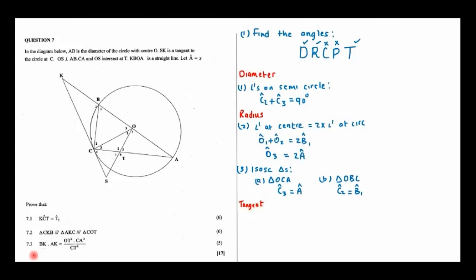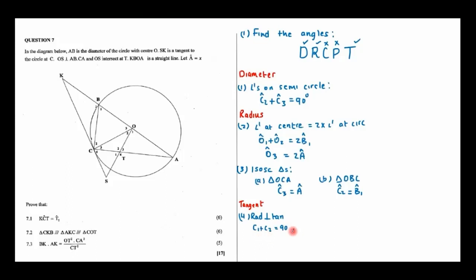So what do I have about the tangent? The very first thing that I think of when you see the word tangent is the radius perpendicular to the tangent. So now here, radius perpendicular to the tangent. All right, so which radius am I talking about? I'm talking about OS. So OS is perpendicular to KS, or SK is my tangent. So this means now here C1 plus C2 is 90, right?